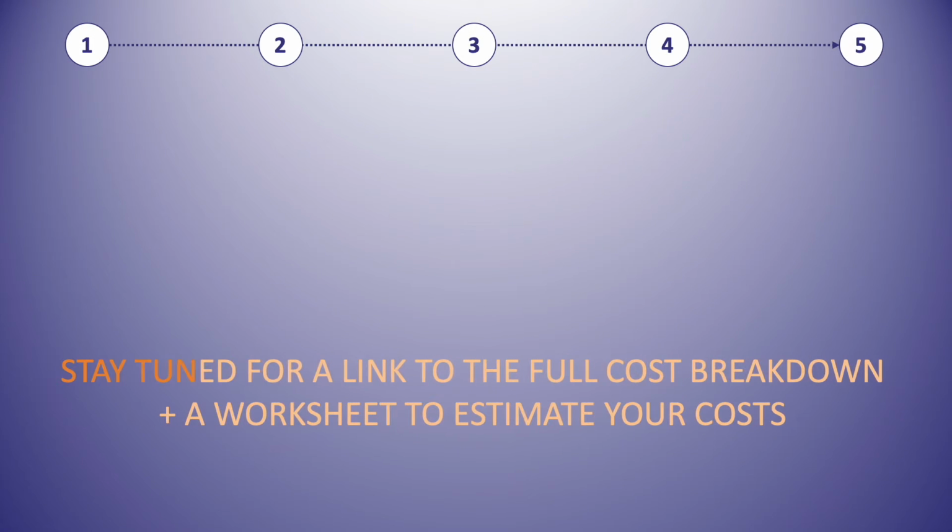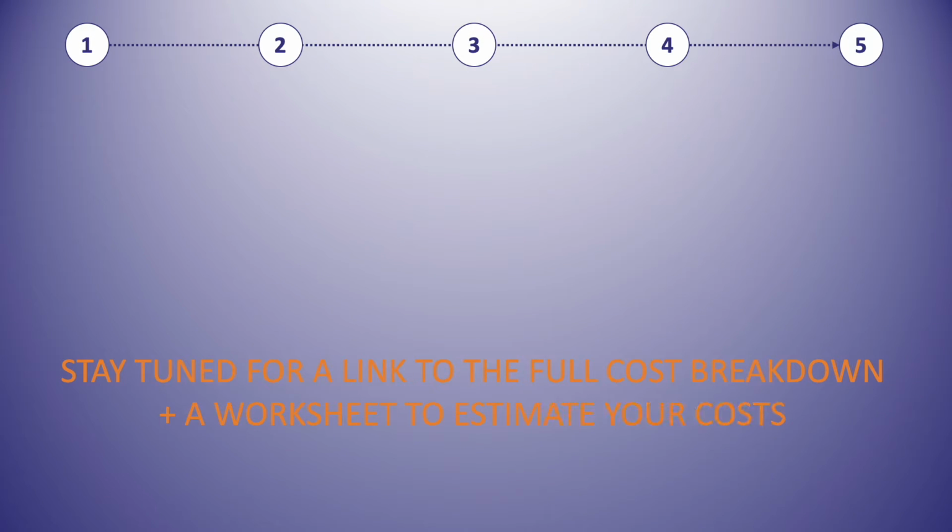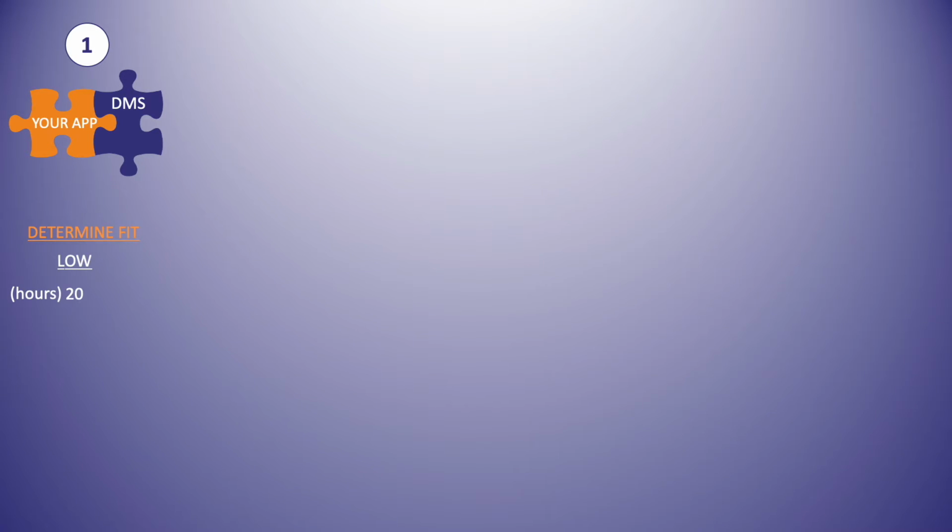Based on our experience with hundreds of integrations, we're going to lay out the basic integration process and a time estimate for each step. First, you need to ensure fit between your app and the DMS. This may include consultations with the DMS, a technical review of the spec, then presenting and gaining internal and ultimately DMS approval. On the low range, this is 20 hours of your team's time, and for a more complex DMS spec, up to 84.